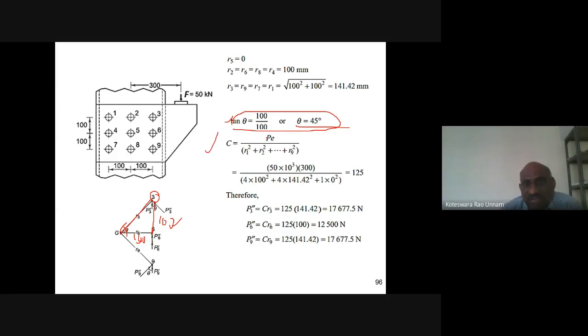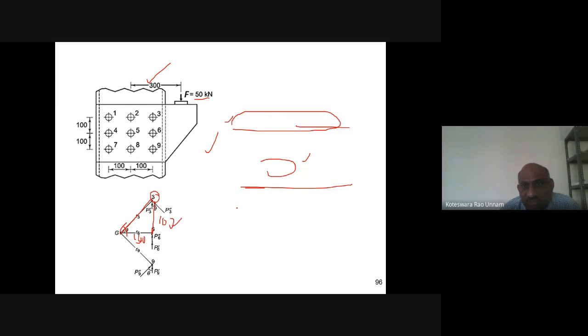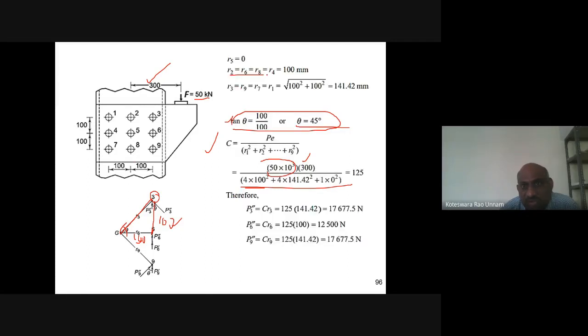Then he estimated the C value as P into E. Here P is 50 kilonewtons, 50 into 10 cube, and the eccentricity is 300, divided by R1 square up to R9 square. In that, 4 are equal, so he has taken it as 400 square. These 4 are 100 only, so I can take 4 times 100 square, and for these 4 rivets I can take 4 times 141.42 square. Of course, R5 is 0, so I get only 0 here. If I simplify this, I get C is equal to 125.